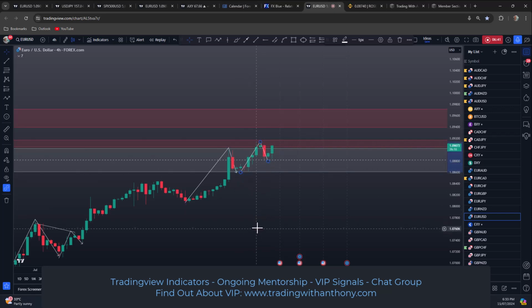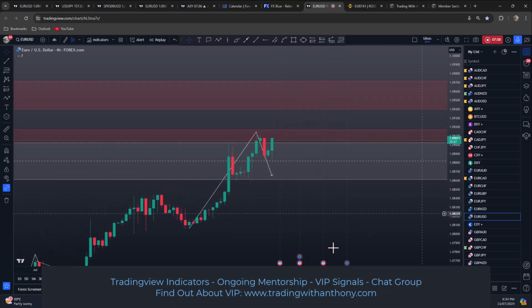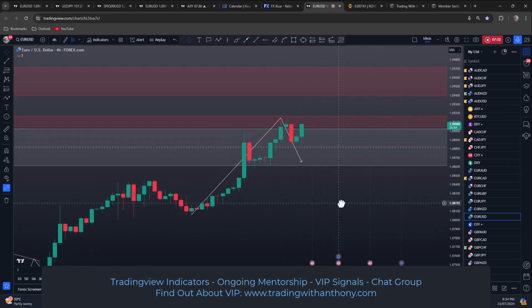Given that we're trading into this red zone, I'm inclined to just play it safe and go for this swing point, equilibrium. And there's also another reason for this. Let's just have a look at this here, for example.